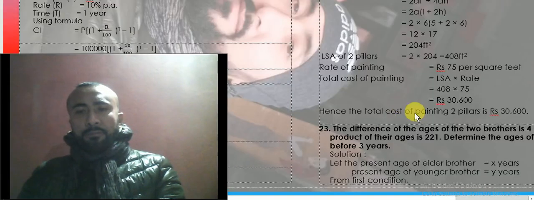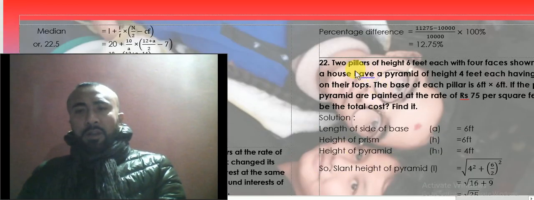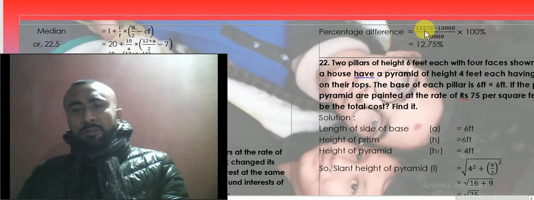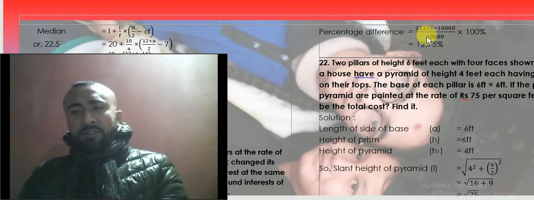Now the percentage difference is 11,275 minus 10,000, since this interest has increased from 10,000, so divided by 10,000, multiplied by 100%, that's 12.75%.